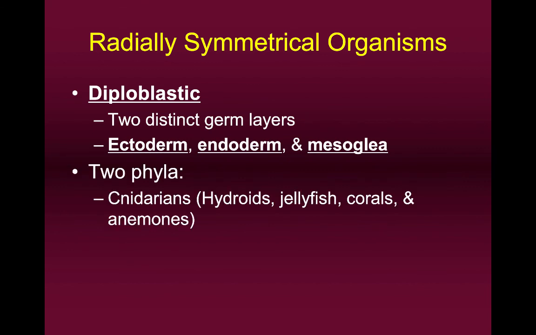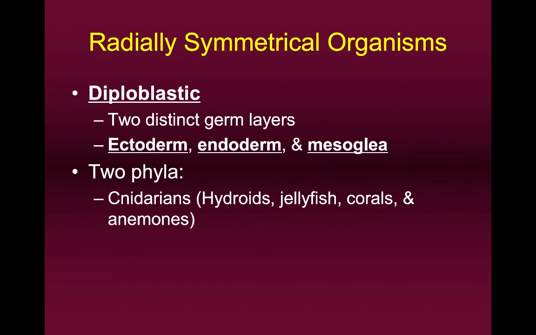So with the radially symmetrical animals, there actually is only one phylum, the cnidarians, right? Cnidarians are things like the hydroids, which we'll talk about, a very diverse group there, jellyfish, corals, anemones, a few other things, but those are the bulk of the radially symmetrical animals within the cnidaria.